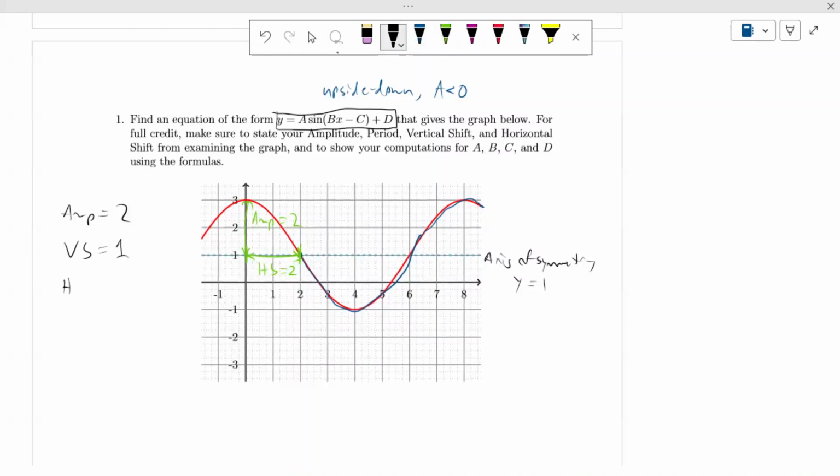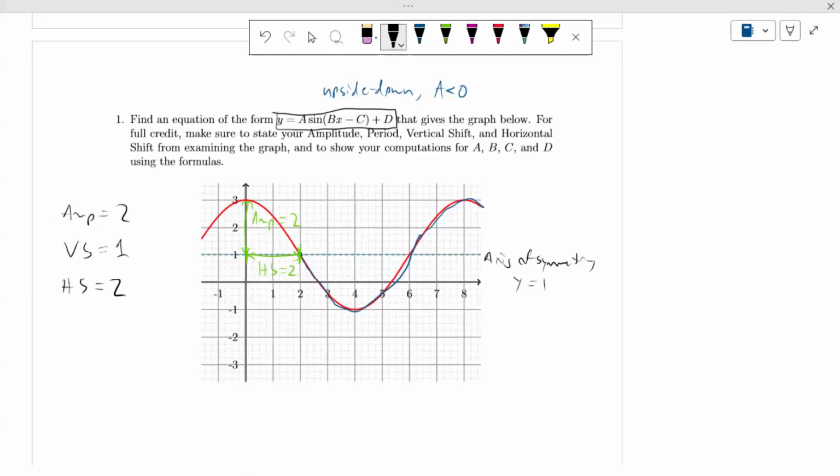Any questions on that? That's probably the hardest one. This is why I think it's important to go ahead and draw on your graph where you're starting your sine wave, so that you know what your horizontal shift is just by looking at that. If you had realized that you could start your sine wave over here at x equals -2, then you could say your horizontal shift is -2 instead.